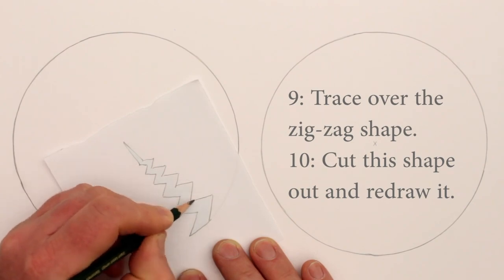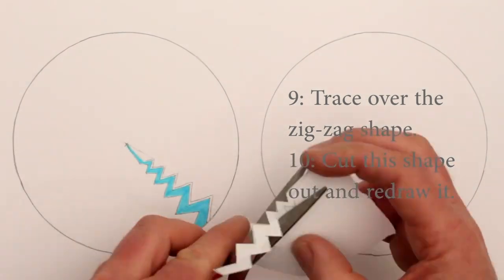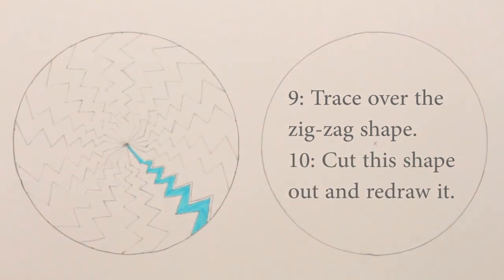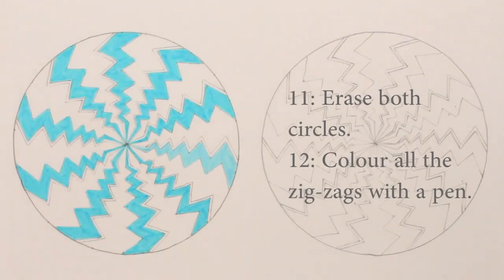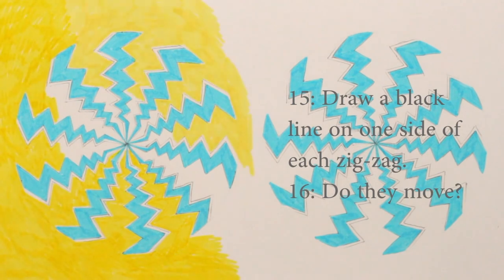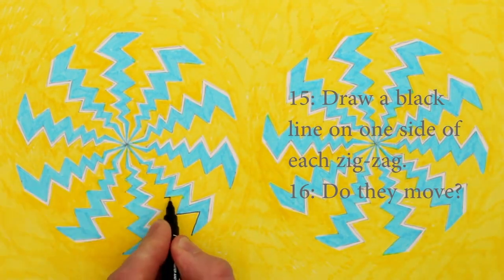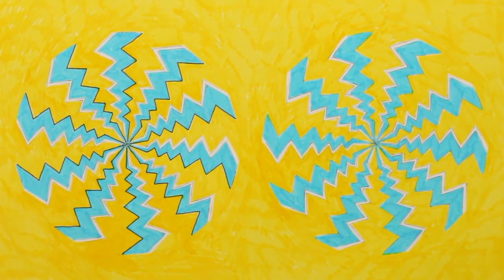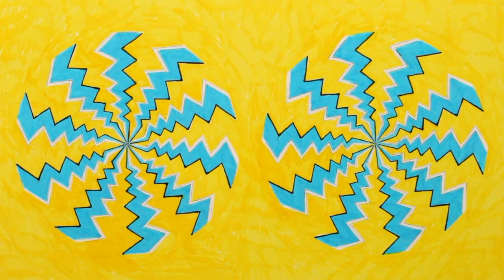Good idea to make a template to trace. Otherwise, that would be very difficult to make all those zigzags just the same. Yes, and the contrasting black line for the win really makes it pop.